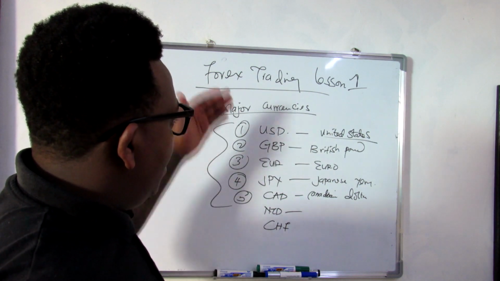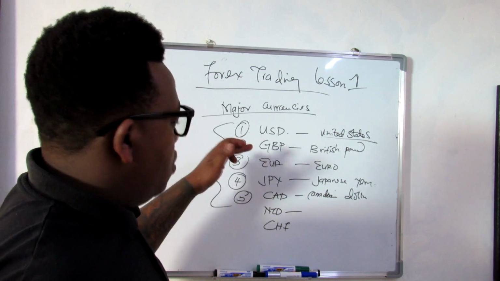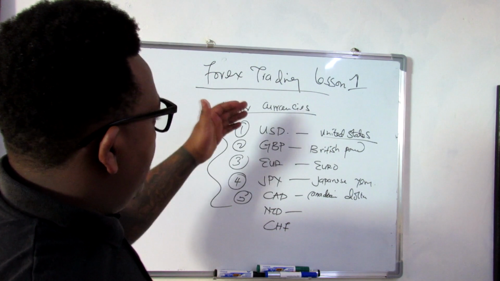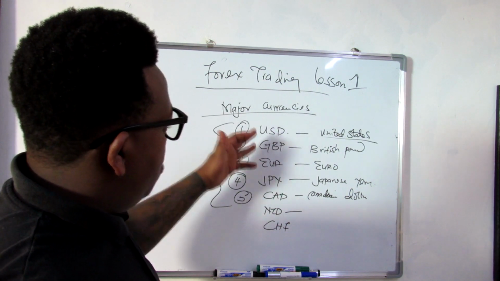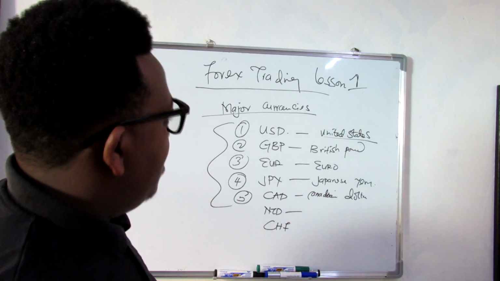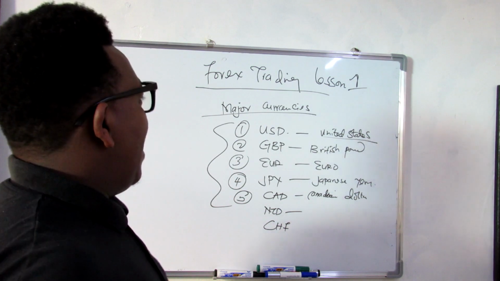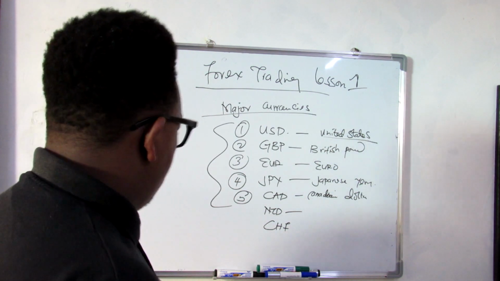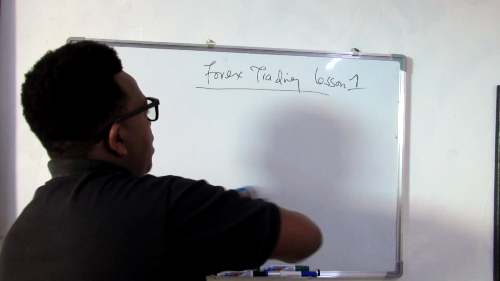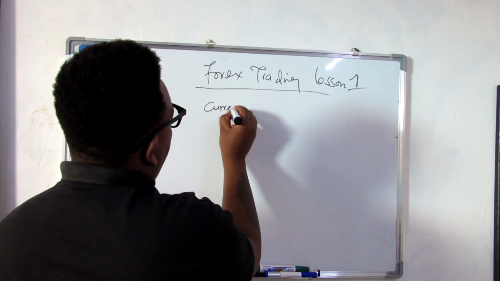It's important for you to understand these currencies, and mostly we use the initials. So whenever you hear GBP, it's important to understand what exactly it means. So we have the USD, GBP, euro, JPY, and the Canadian dollar. Those are some of the major currencies. So let's proceed to look into currency pairs, the combination of the two currencies.